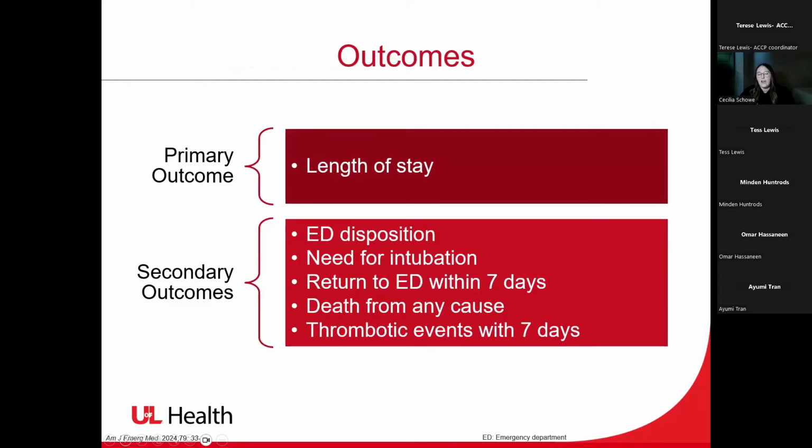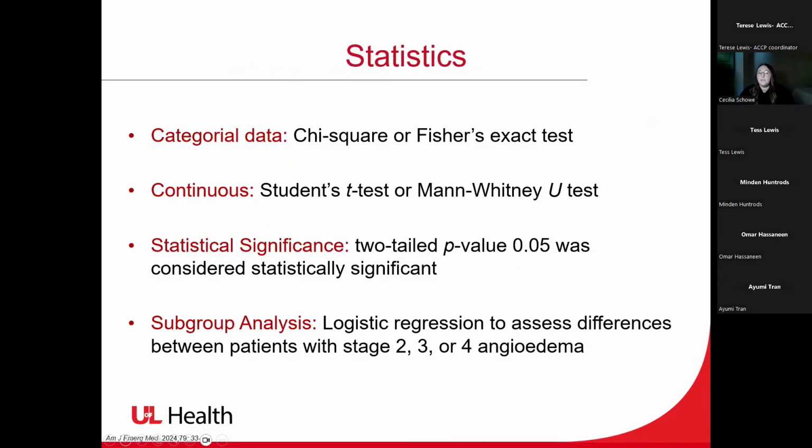And then for secondary outcomes, they looked at ED disposition, need for intubation, any return to the ED within 7 days, and then some safety endpoints, death from any cause, and then thrombotic events within that 7-day time frame. In terms of statistics, for categorical data, they used a chi-squared or Fisher's exact test. For continuous data, they used a Student's t-test or Mann-Whitney U test, all appropriate for this type of data. And for statistical significance, they concluded that a p-value of less than 0.05 was considered statistically significant.